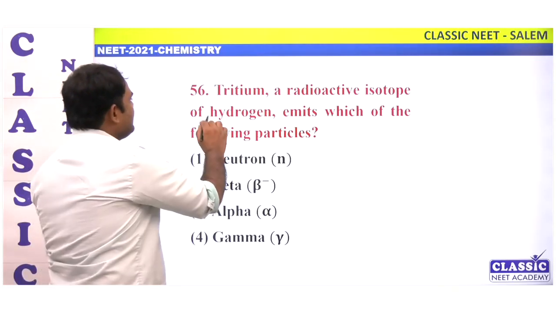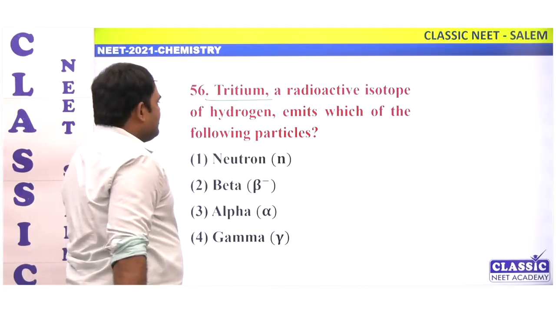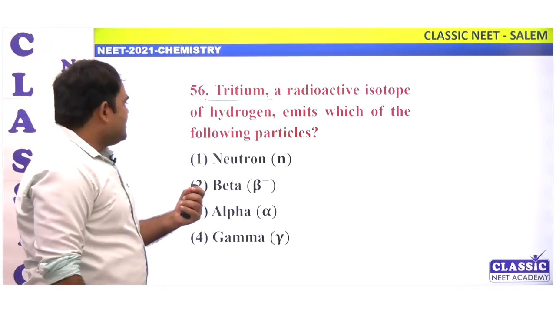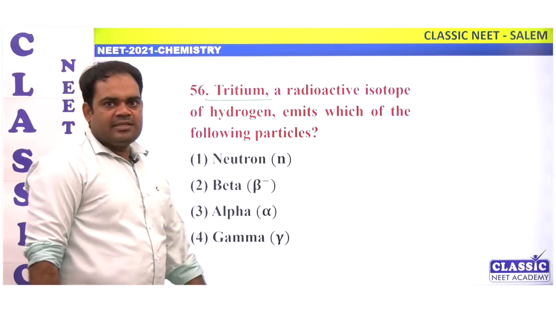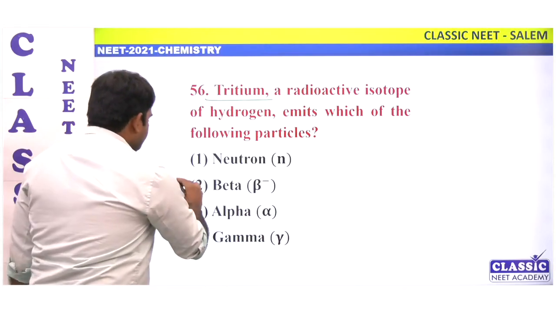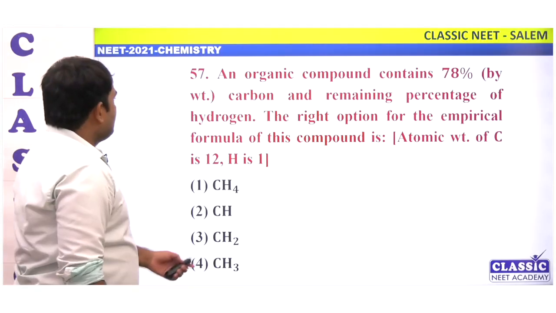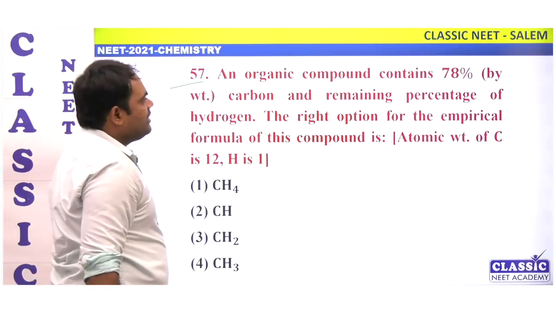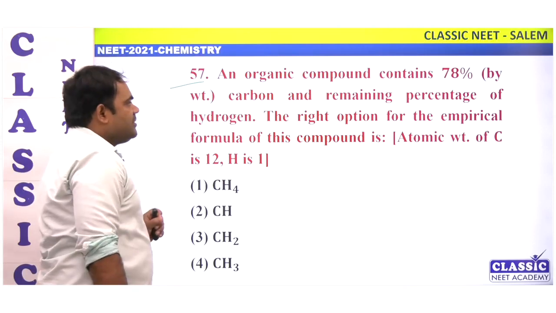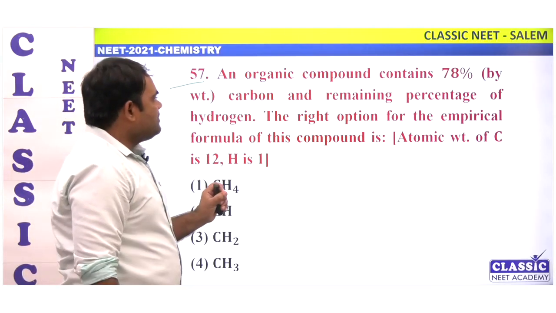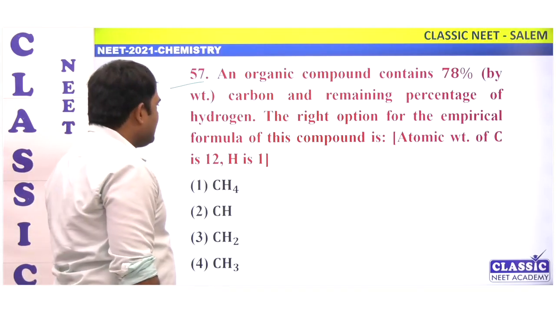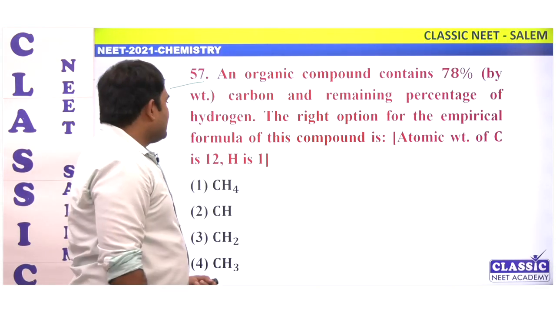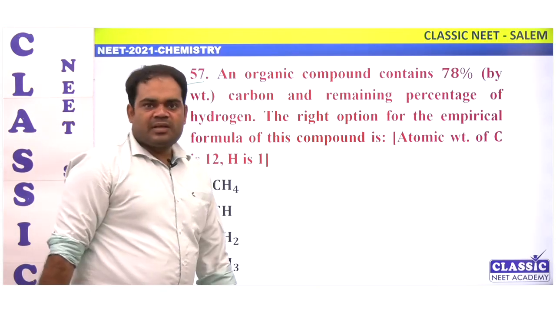The next one says tritium, a radioactive isotope of hydrogen, emits which of the following particles? That is the beta. The next question is given here. An organic compound contains 78% by weight carbon and the remaining percentage hydrogen. Choose the right option for the empirical formula of this compound.